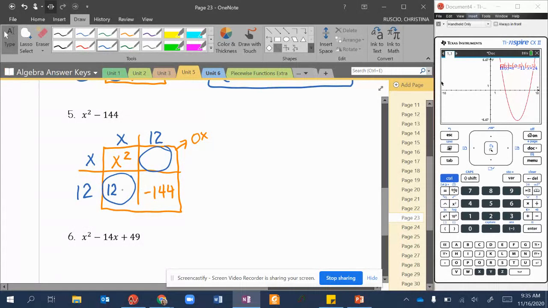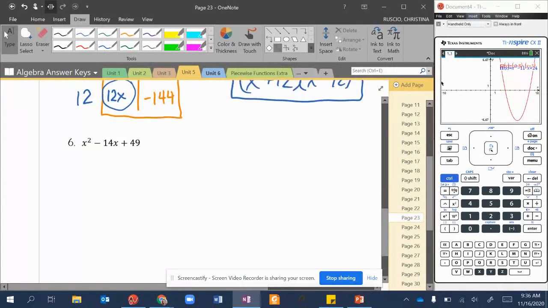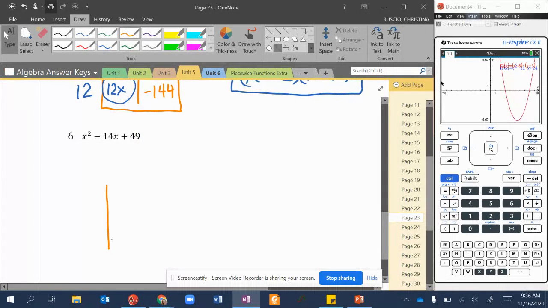But if I put a positive 12 and a positive 12 in there, I'm going to get 24x. Are you seeing what I'm seeing? One of them's got to be negative. So this becomes x plus 12 all times x minus 12. So fun. All right, last one. Here we go. X squared minus 14x plus 49. We got to factor it. Let's do this thing. X squared minus 14x plus 49.